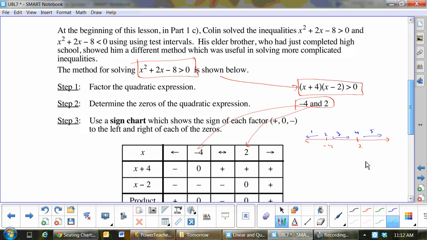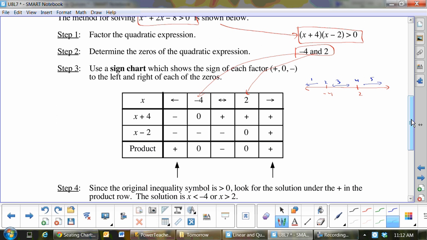Now, you put those numbers in the chart, and then you take your two factors, x plus 4 and x minus 2, and I put them on the side, and then I do product. Now, how do you think they got these signs here? Negative, negative, positive. Okay? Well, I'll show you.